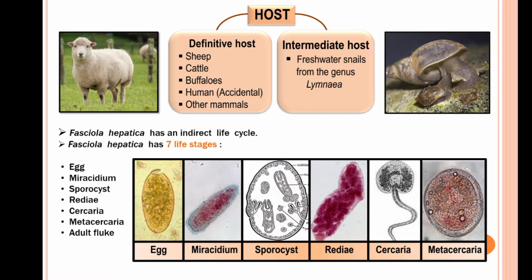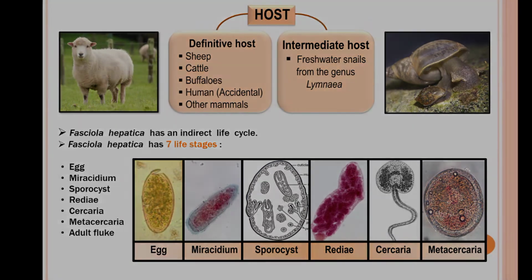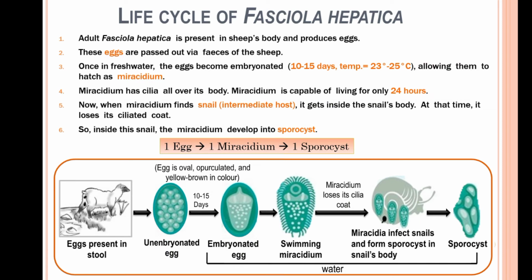Fasciola hepatica has an indirect life cycle, that is, it has numerous larval stages. So Fasciola hepatica has 7 life stages: egg, miracidium, sporocyst, redia, cercaria, metacercaria, and finally the adult fluke. Here we can see the images of all the life stages. Let's study about life cycle of Fasciola hepatica.